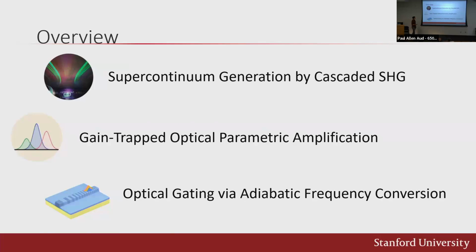This can be useful for making carrier envelope offset frequency measurements in order to get a stable pulse train to stabilize our combs. Then I'm going to tell you about a gain-trapped optical parametric amplifier, which is a very robust way of doing broadband amplification in these thin film lithium niobate waveguides. And then I'll tell you about adiabatic frequency conversion and some of the advantages there, some extra degrees of dispersion engineering we can do, and how we can use that to make an all-optical gate.